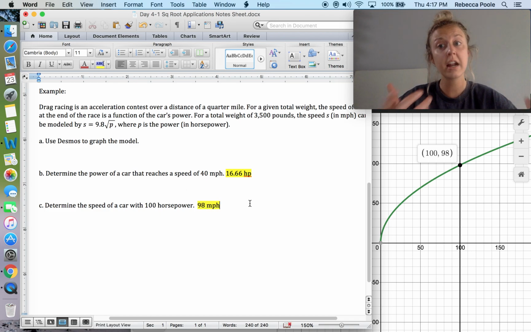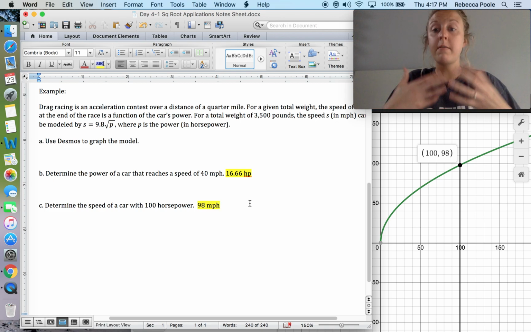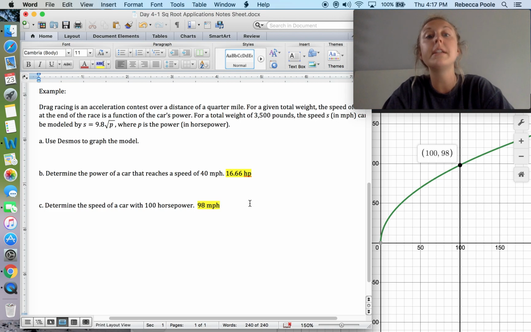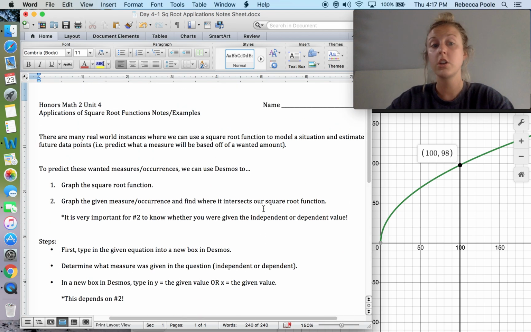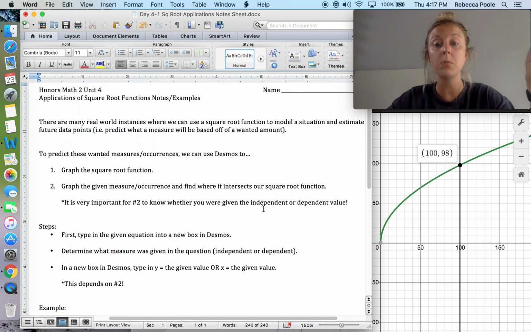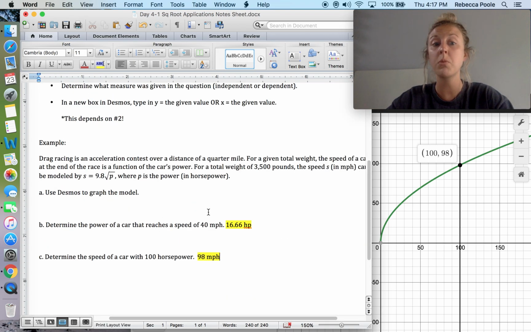Okay? Easy enough. So this should seem very familiar, again, because we've already done applications of quadratics. Square root functions can be done the same way, and Desmos makes it really easy to graph the system and find the intersection so that you know the solution. Okay? Your steps are all here. You either printed these out or copied them down. There's your example. The homework is just like this.